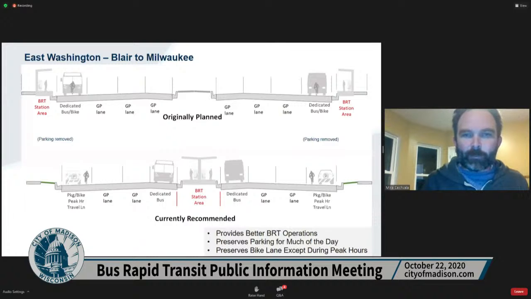So originally planned cross section on the top, our original plan was to simply remove the parking and bike lanes all the time and introduce a dedicated bus, bike, and right turn lane. The cross section on the bottom is what we're currently considering, which would be BRT stations in the middle, dedicated bus only lanes in the middle, 2 general purpose travel lanes most of the time, and then the existing park and bike lane would be restricted during peak periods to accommodate that third travel lane.